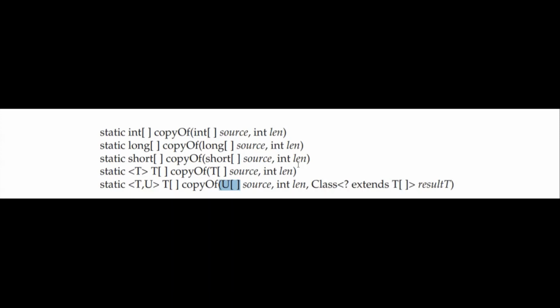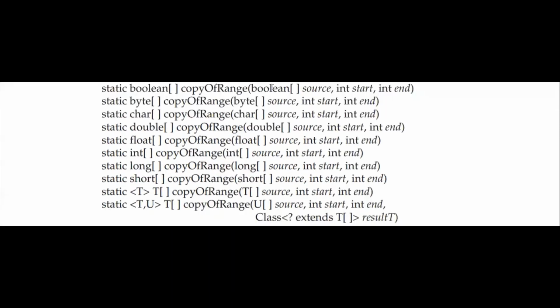Similarly, the Arrays class has one more method, that is the copyOfRange method. The various ways in which copyOfRange can be used include the following methods, like this: copyOfRange on boolean, byte, char, double. So all the lists of data types are there. This copyOfRange method was added in Java 6. It returns a copy of a range within the array.